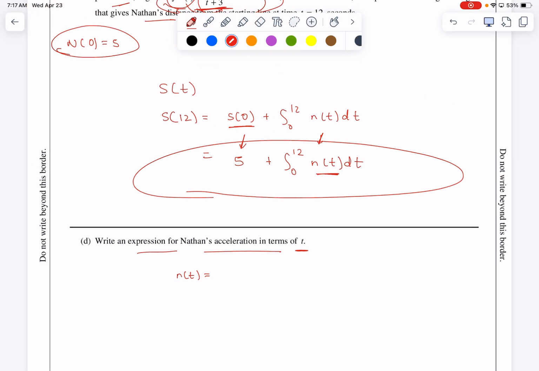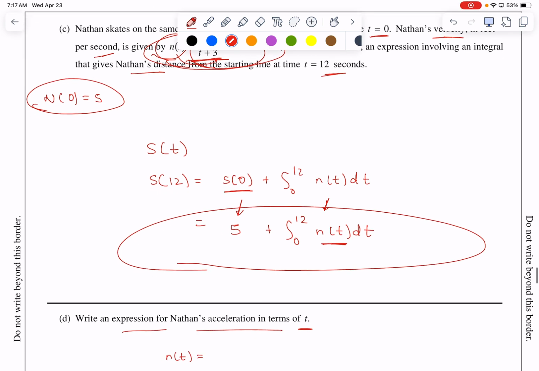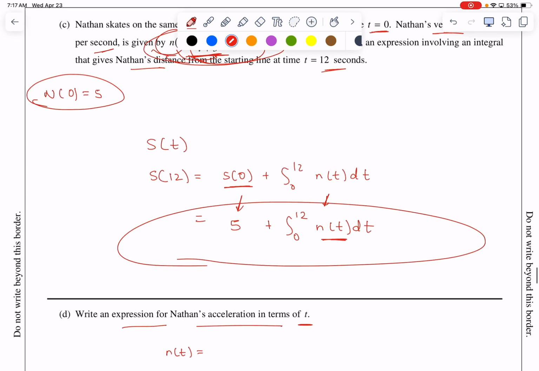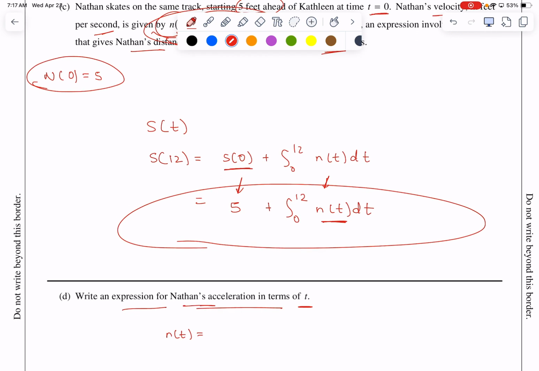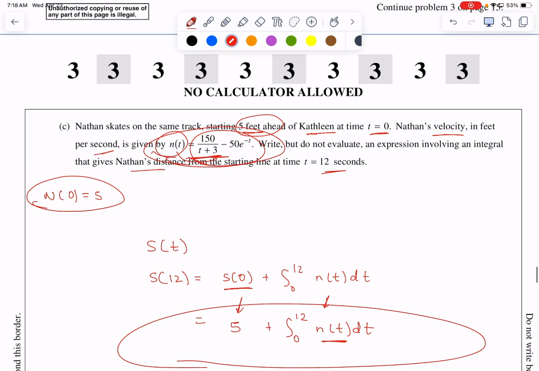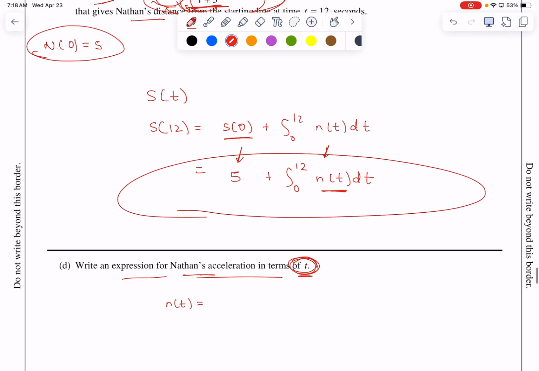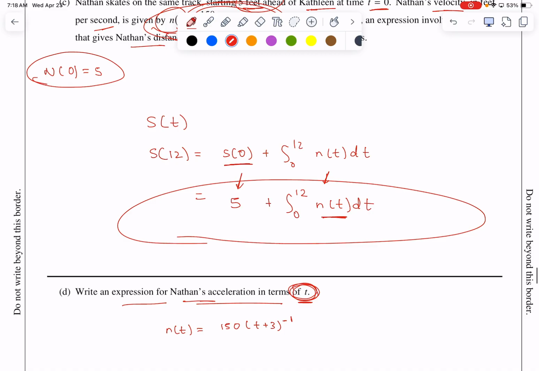So N of t. They want us to calculate the derivative and write an expression for Nathan's acceleration in terms of time. So all I need to do is find the derivative of this function right here. Let me see. It was 150 over t plus 3, so it'd be (t plus 3) to the negative 1, correct? So I need to rewrite it so I can do the derivative and use chain rule properly.